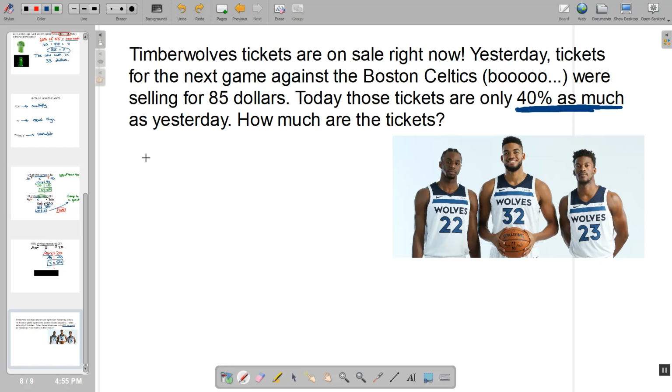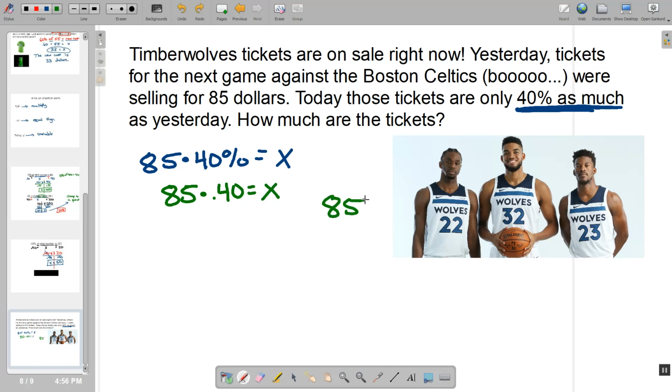So yesterday the tickets were $85. Today they're 40% as much, 40% of the tickets. So it's 40% times my $85 is equal to my new tickets today as x. So to solve this problem, x is by itself, so we just have to convert this to a decimal. And I just multiply. When I multiply, I love having a 0 in the denominator down here for this part. It saves me a step at least.